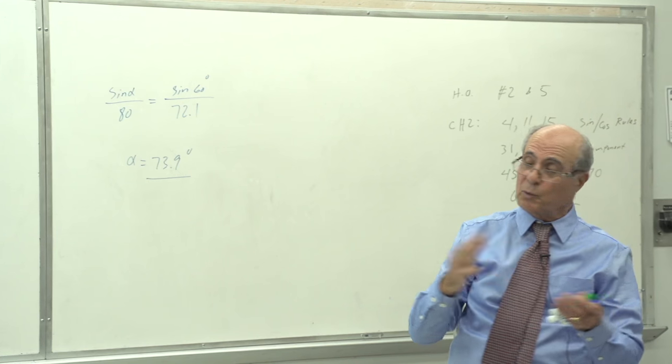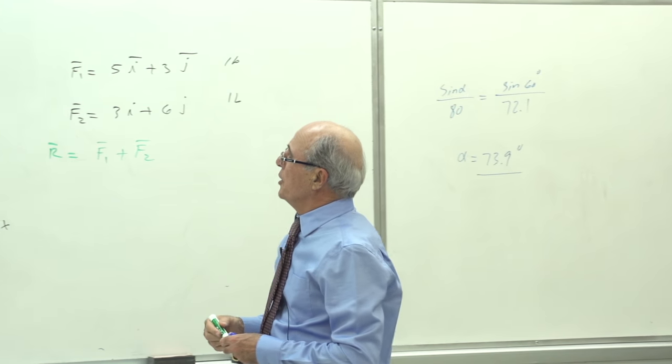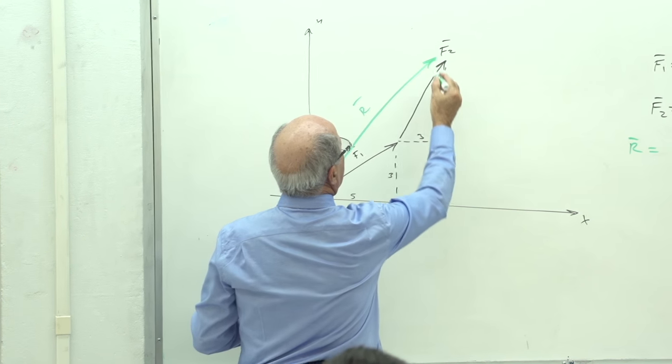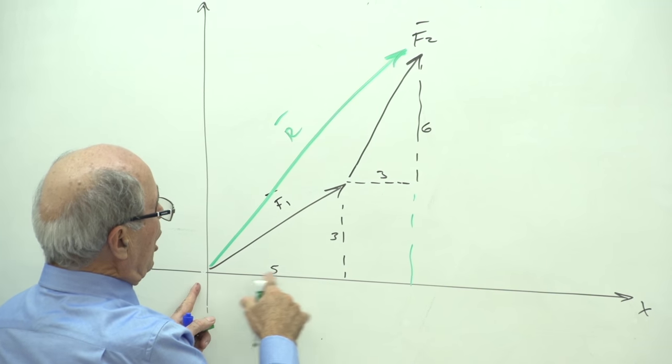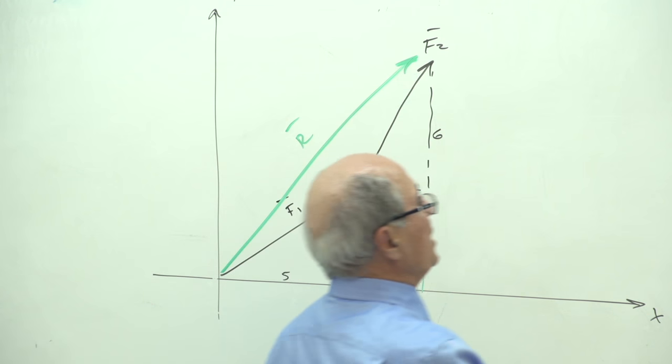Is that correct? So there are two different methods there. Here I'm still using the triangle. Anyhow, now look at Rx. Is this from here to here? If I draw a line from here down to here, what is Rx equal to? Equal to 5 plus 3. Yes or no? Yes. So please write it down.